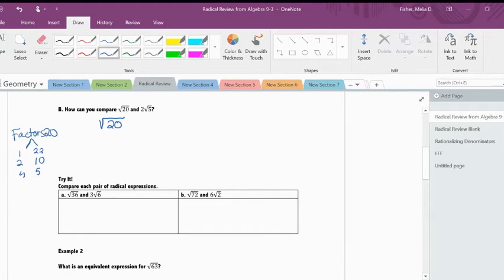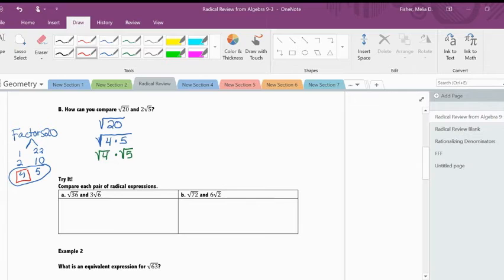When I look at this list, I see that 4 is a perfect square. That means that I can take the square root of 4 perfectly. So I'm going to break this into the square root of 4 times 5. I'm going to take this pair. Okay, the square root of 4 times 5. Now we're going to rewrite as the square root of 4 times the square root of 5. So we can separate those out.